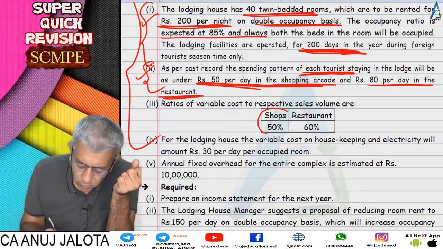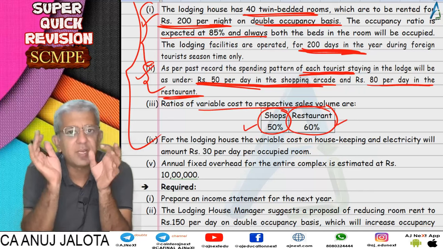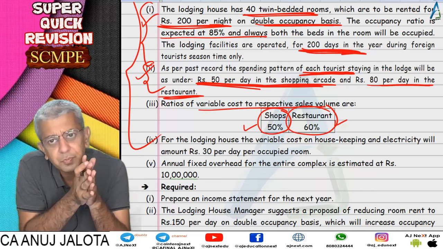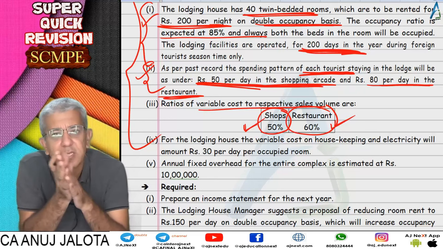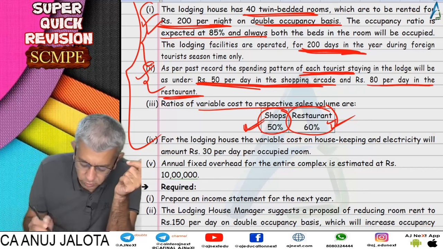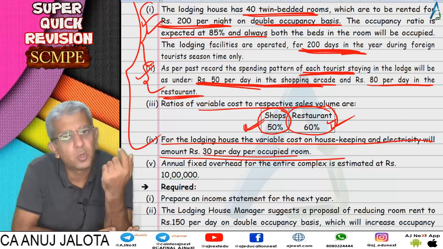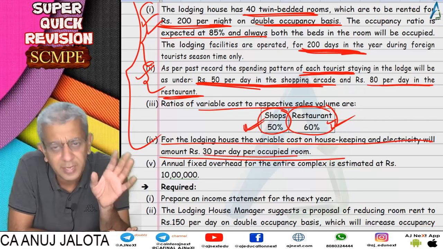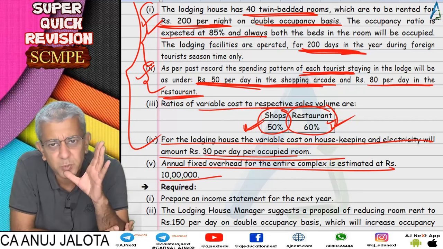There will be costs also. These are the ratios of variable cost to sales volume. Whatever the revenue is, based upon that, the cost will be 50% in shops and, say, 60% in the restaurant business. Work out the cost of the shops and of the restaurant. What about the cost of the rooms? That is given to you: there will be a cost of rupees 30 per day per occupied room. So work out the cost for the entire year. And then in this case, there will be a fixed cost of rupees 10 lakh. That is supposed to be an easier one.